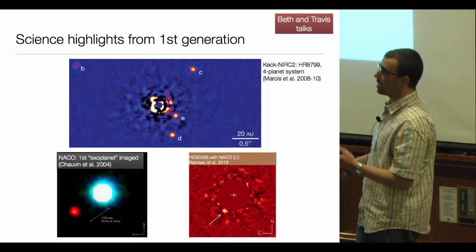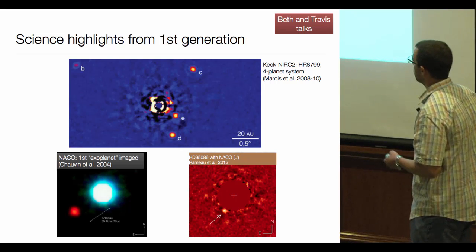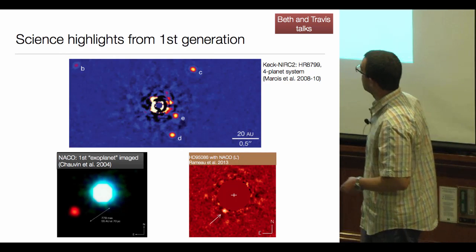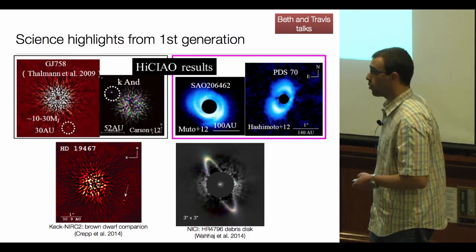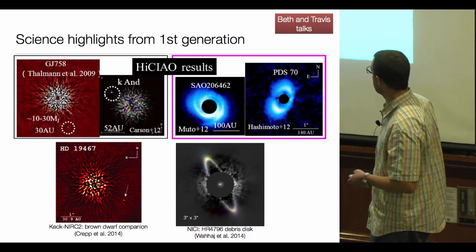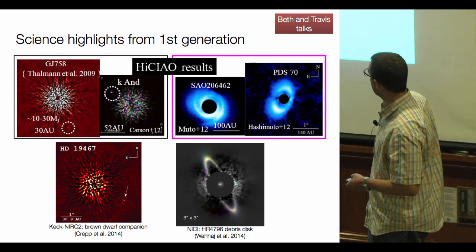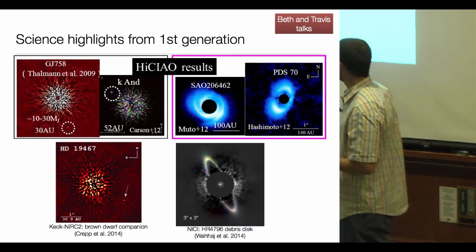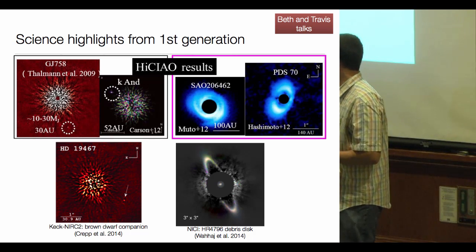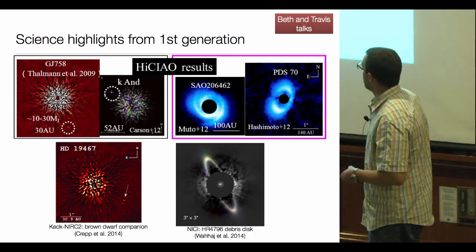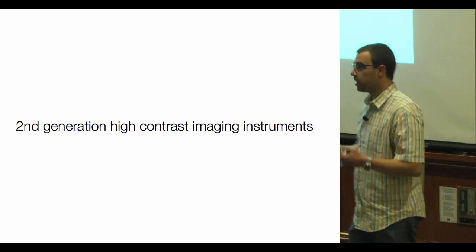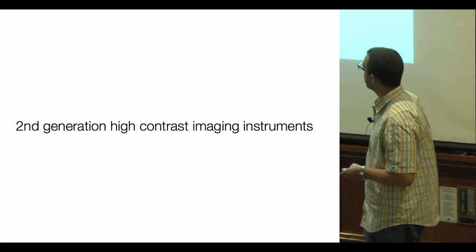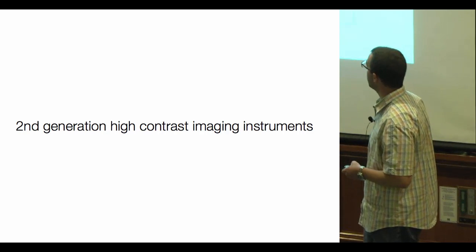A few scientific highlights from these first generation instruments. You've seen these images before. Here are a few more. Discs at Subaru, quite spectacular in polarization, differential polarization imaging. NICI, the multicolor image of NICI for HR 4796. Very impressive results. So now let's go into the actual excitement of these new instruments coming online.